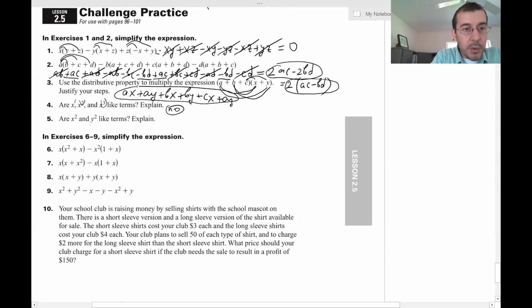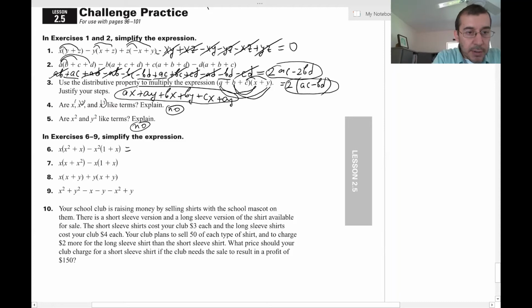Number 5, are x squared and y squared like terms? No. Why? Because they have different bases. This is x, this is y. So the base has to be equal and the exponent has to be equal. Okay. In exercises 6 through 9, simplify the expression.